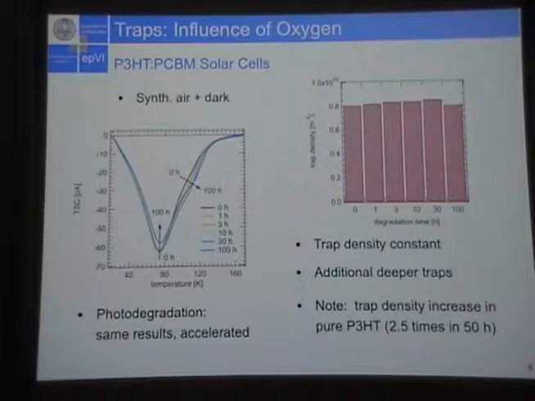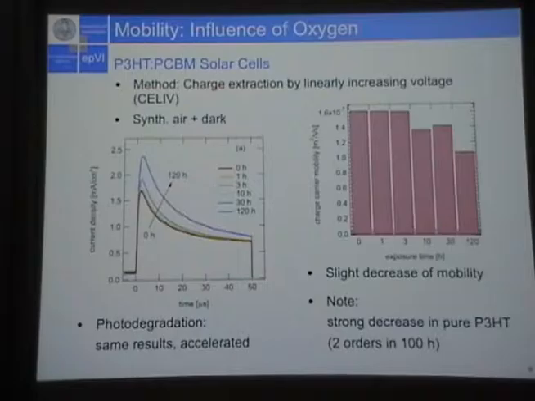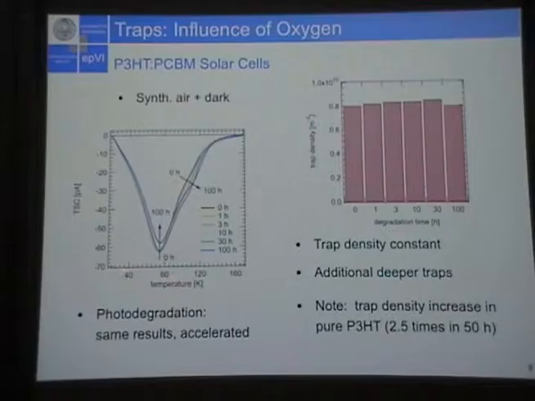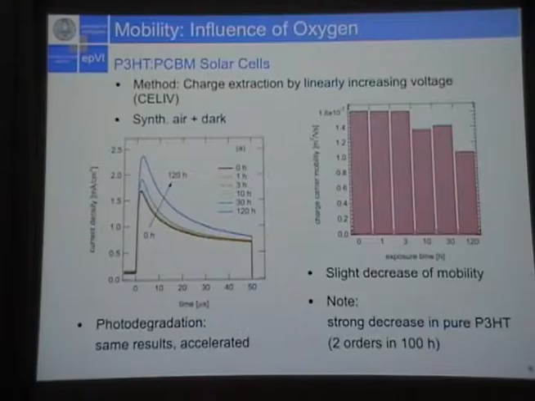Well, so that's about trap density, now just considering the photodegradation. Similar behavior, but much faster. So the photodegradation in all these cases does the same job, but much, much faster. Let's have a look at the mobility. For this, we apply this very famous and useful technique.